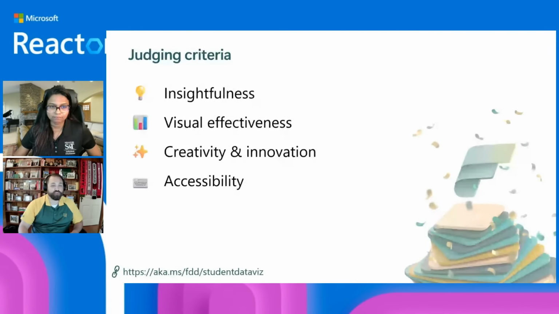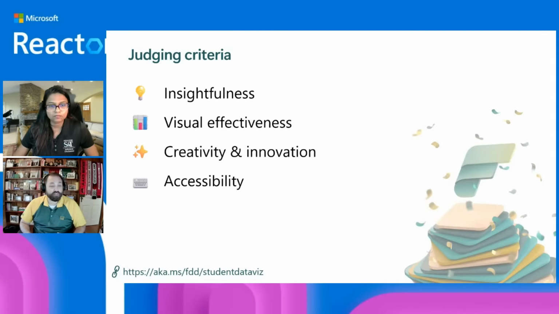All right, so what are judges looking for? First, insightfulness. Does your report clearly communicate meaningful insights? Is it easy to understand? And is it relevant to the contest theme? Next, visual effectiveness. Think clean design, appropriate chart choices, smart use of text and color. Avoid clutter, keep things simple so that your visuals tell a story.